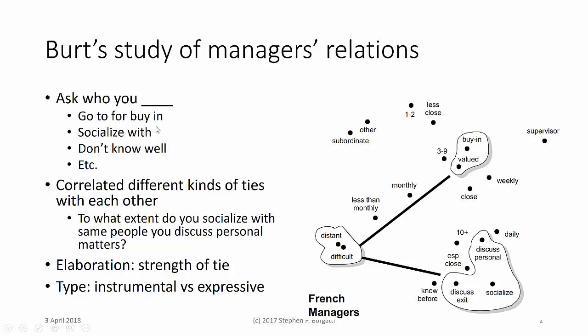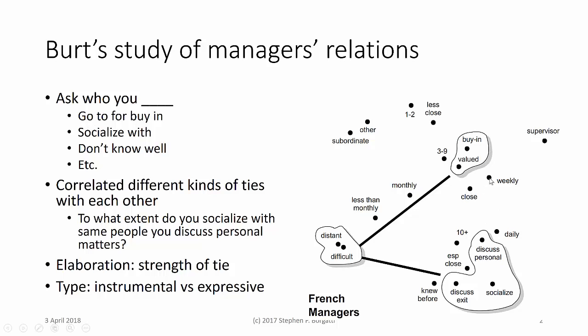Then he correlated each of those matrices with each other and put them in an MDS, very much like we just did, except that ours were different time periods. These are different kinds of relations. So he wants to see which relations correspond to which. For example, if you're close, does that mean you tend to meet weekly? And if you go to this person for buy-in, do you also tend to see them as highly valued? The answer is yes, you do.